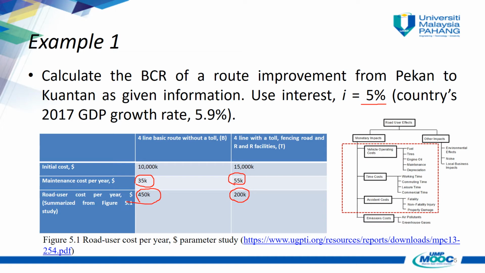And the initial cost for the basic road without a toll is 10,000 K, and 15,000 K if we make a decision that we want to have a 4-lane with a toll fencing road and also R&R facilities. Okay, let's see the solution.